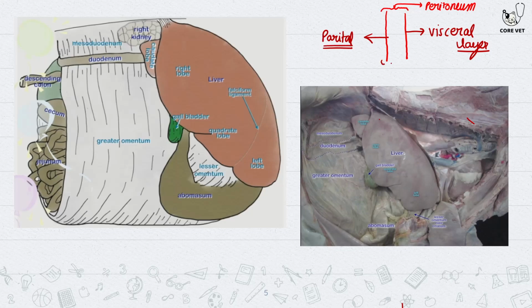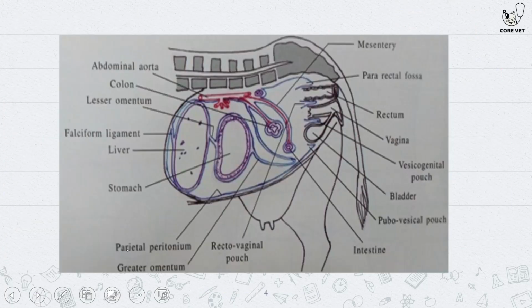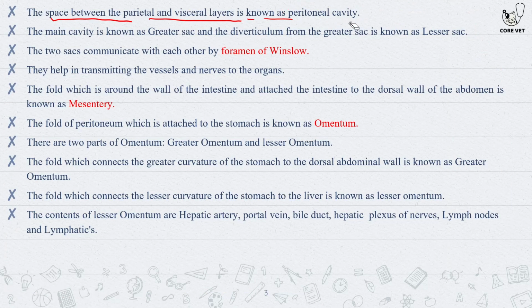Now the space that I'm marking, this space that is present between the two layers, is the peritoneal cavity. Okay, I hope this part is clear. That between the two layers there is a peritoneal cavity, right? This is clear, that there is a peritoneal cavity.